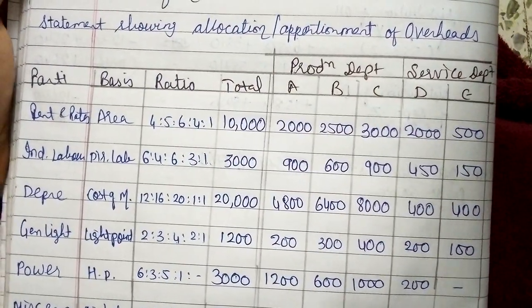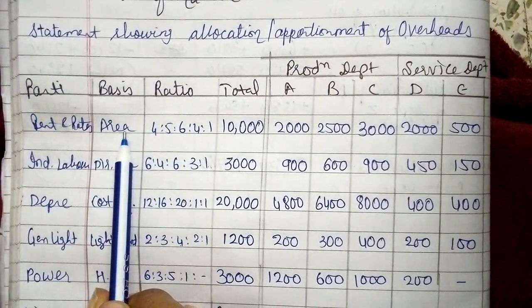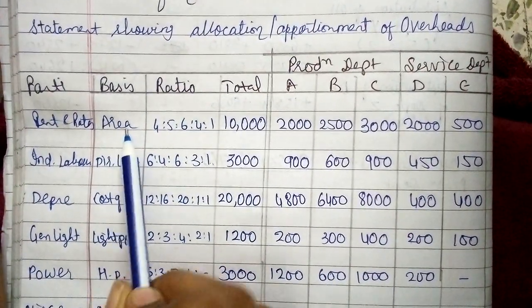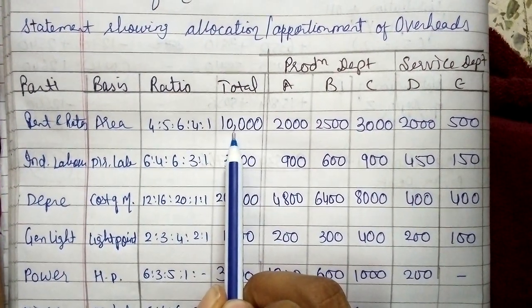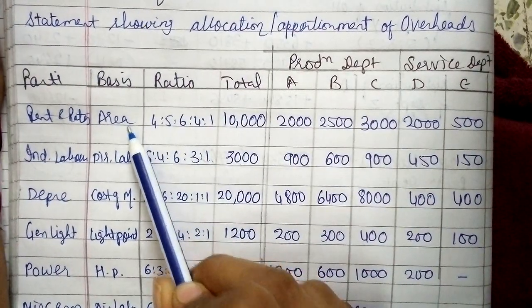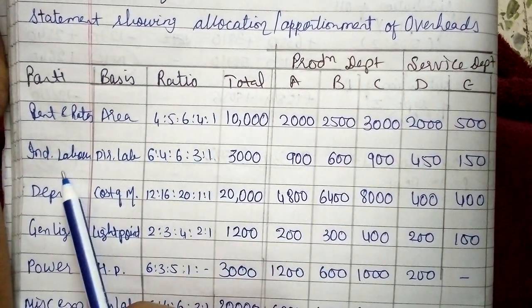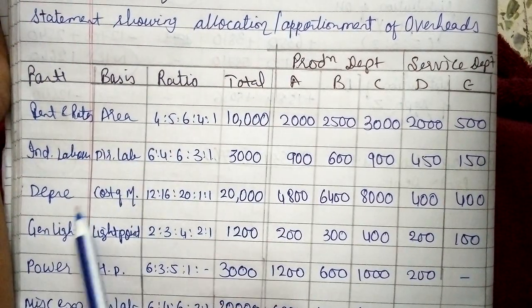Okay, starting with first, rent, that should be distributed on the basis of area. So total is 10,000. So this 10,000 is distributed among these 5 departments as per the ratio of their area occupied. Likewise, indirect labor in the ratio of direct labor.